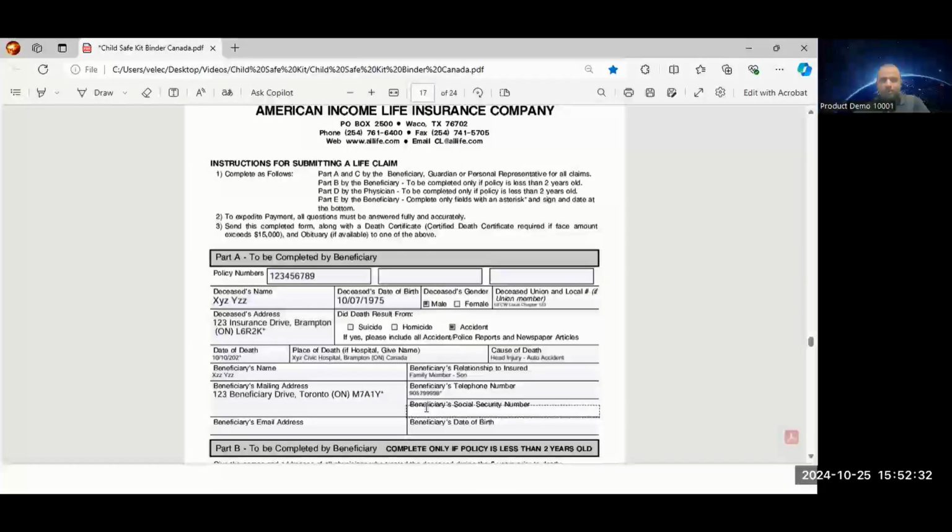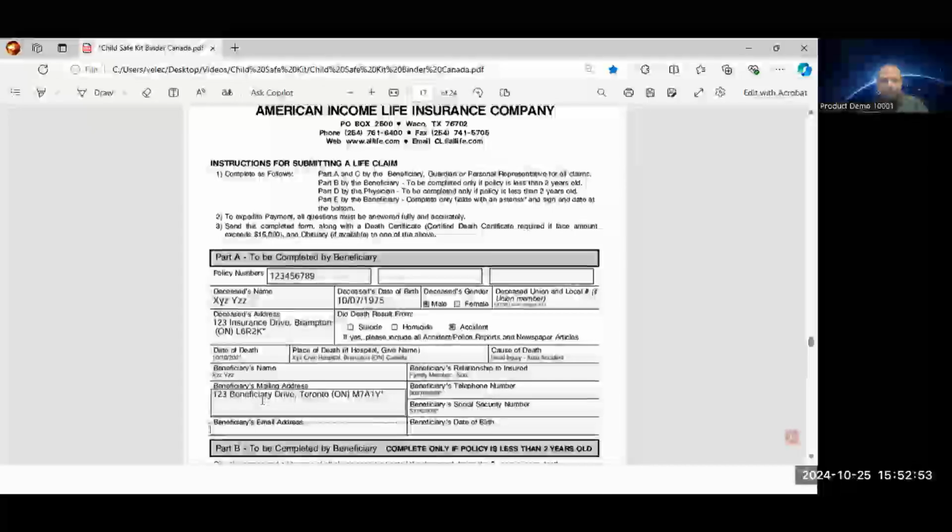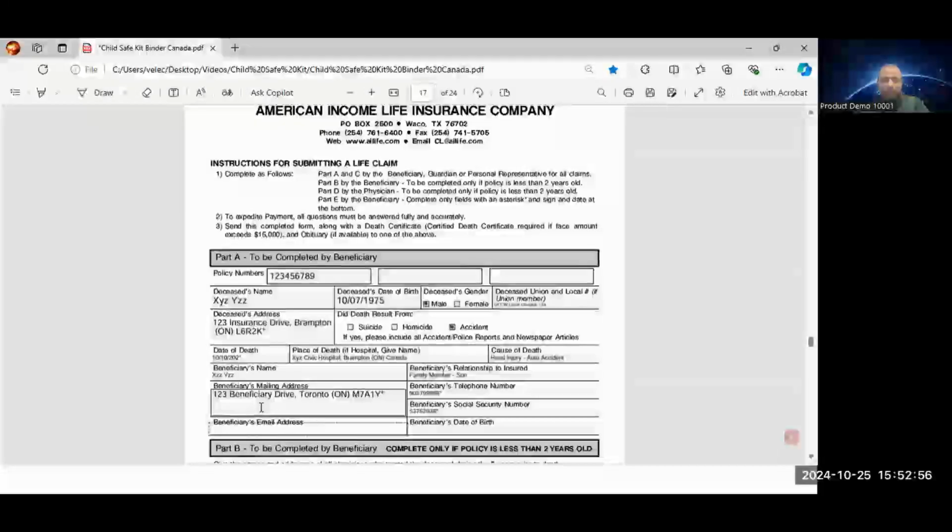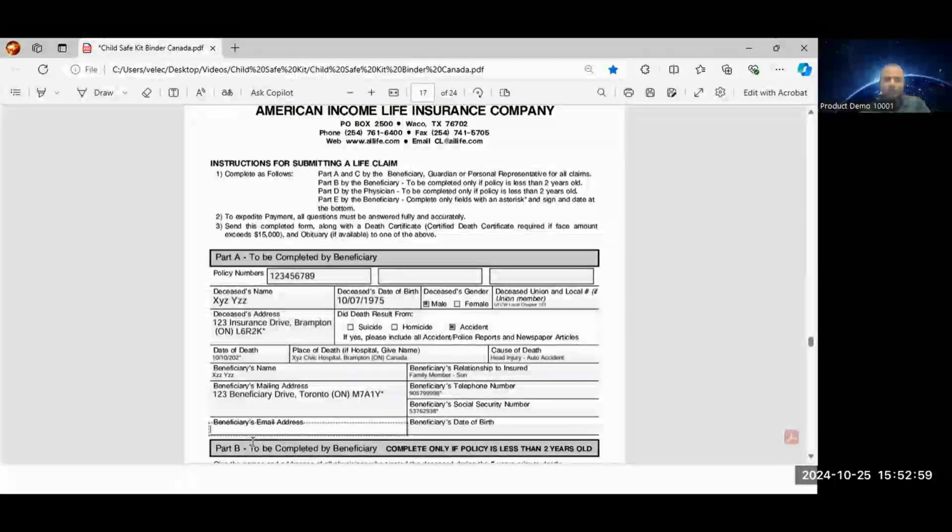Social security number. Make sure this number matches your SIN card for the beneficiary. So let's say the social security number is 537-629-38, whatever the last digit is. Email address. Make sure the email address is accessible. Make sure the beneficiary is able to access his or her email address and that there is enough space in his or her email inbox to receive emails. So let's say this email address is xyz@outlook.com.